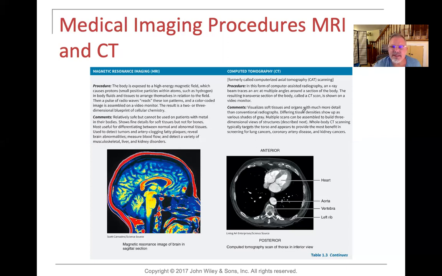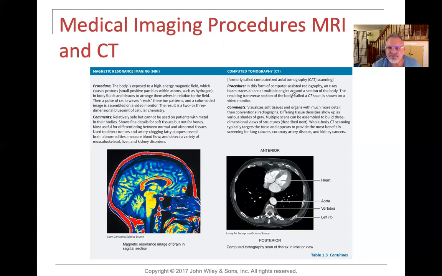Same thing with CT. Computerized tomography, a CAT scan. In this case, you're not going through a full tube. It almost looks like a donut that you're going through. With MRI, if it's recumbent, it's typically a full tube. But in a CT, it's usually a donut-looking structure.